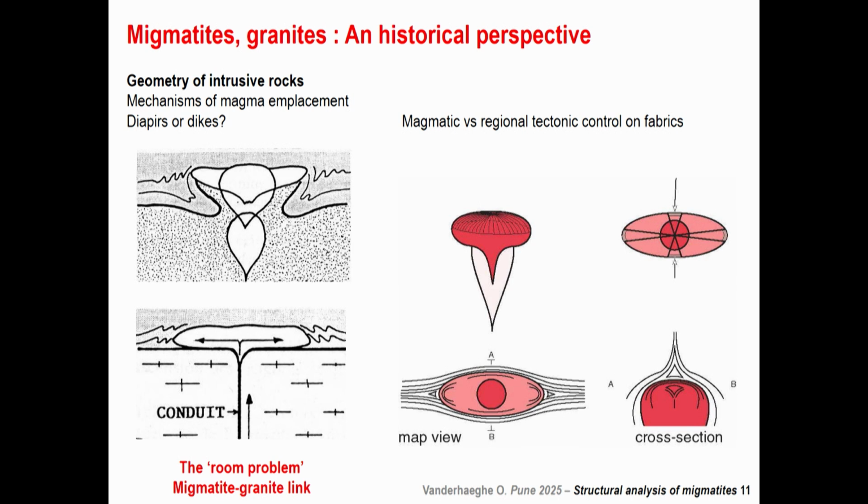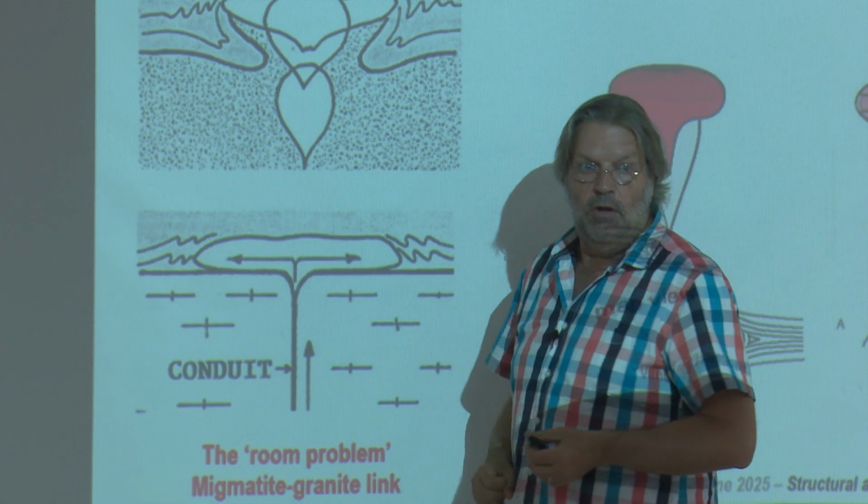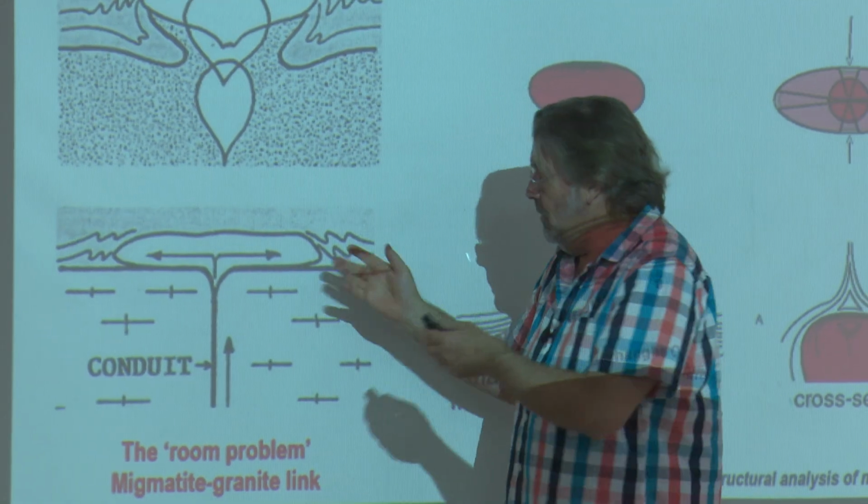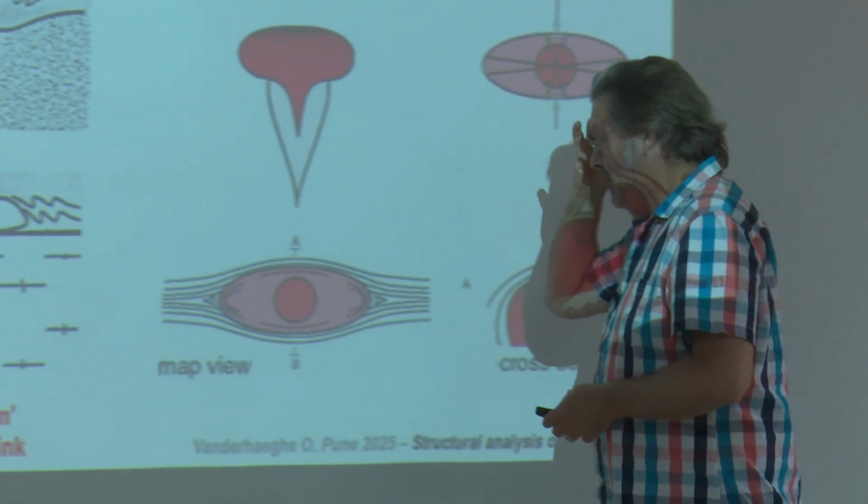Another elegant solution was to consider that not all of it moved at once, but was transferred through small conduits, small veins. Maybe not only one, but many of them, that would feed a volume of magma that would increase progressively as the melt would go through. In other words, that solves the room problem. That was a smart idea.